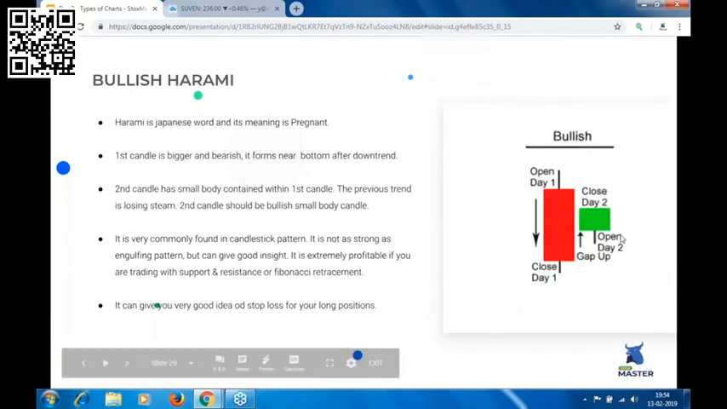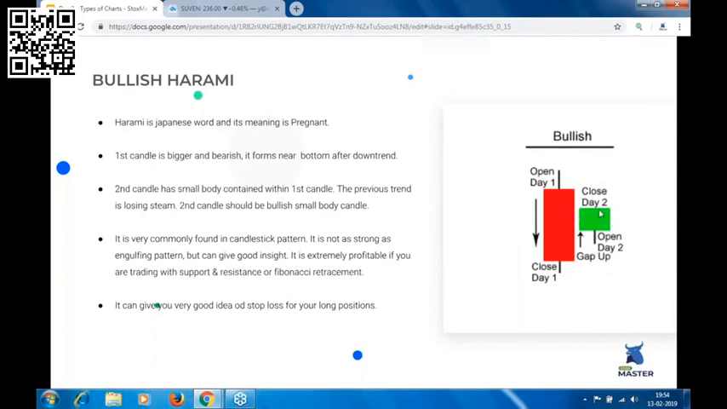Then we have a bullish harami. Harami is again a Japanese word which means pregnant, which means that the second candle is a very small candle. Bullish harami means that the first candle will be a bearish candle, and the second candle will be formed within the body of the first candle. It should not break either the high or the low of the first candle.